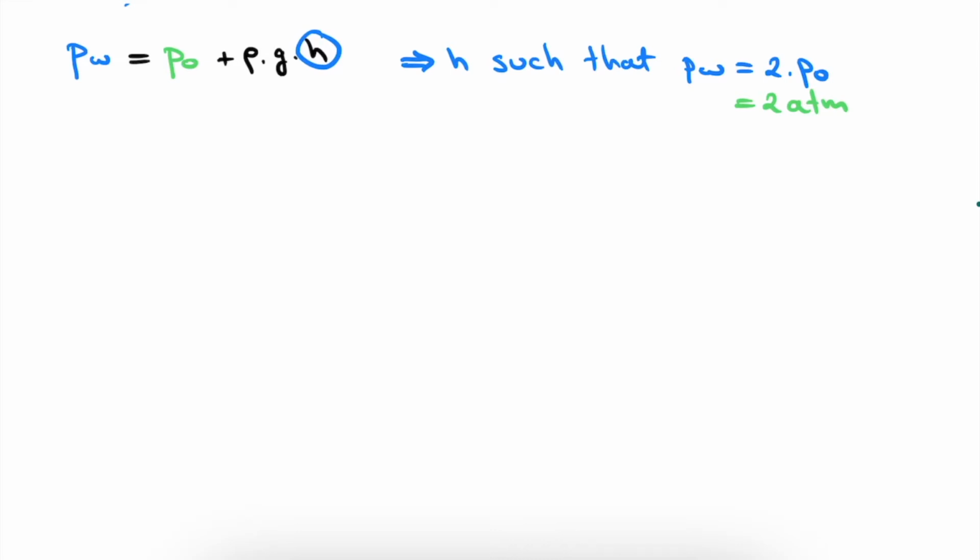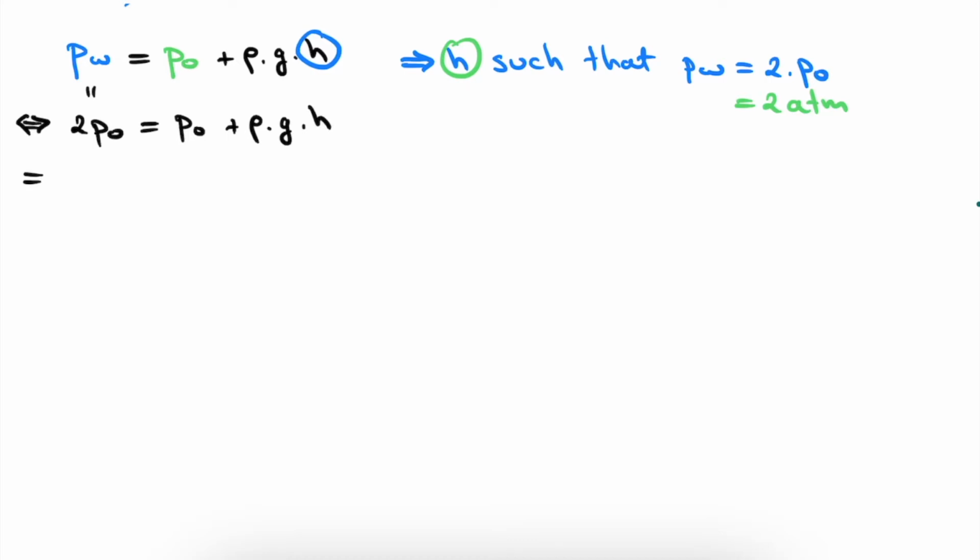Exactly 1 atmospheric pressure different with the surrounding pressure at the surface of the Earth. So we need to find this h. And not just any h, no, a specific h such that this Pw is equal to 2 times P0. So then we get our equation that 2P0 is equal to P0 plus rho times g times h.